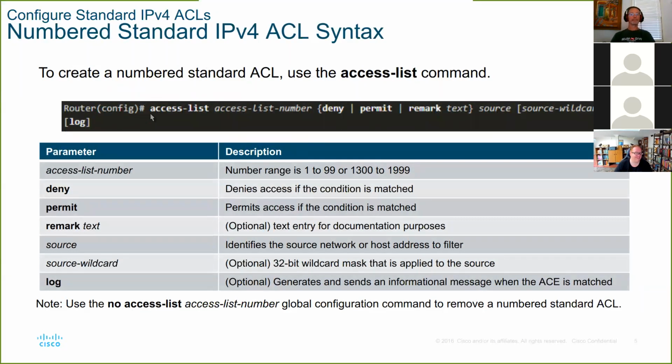So here's the syntax. A standard ACL starts with access-list, then a number if we're creating a numbered ACL, then permit, deny, or remark. If it's a remark, then put in your text and you're done. If it's a permit or deny, then you need a source IP and a source wildcard. And if you want to log the hits, then you log them.